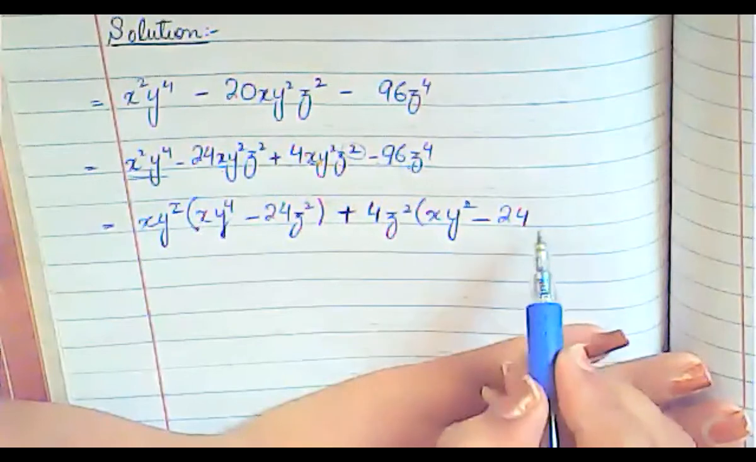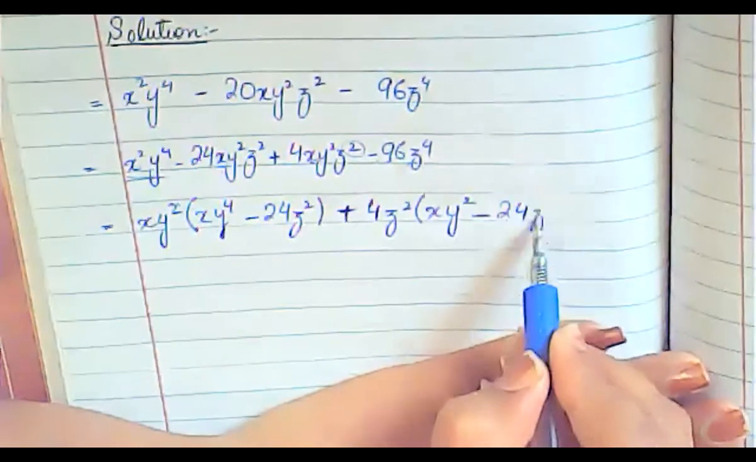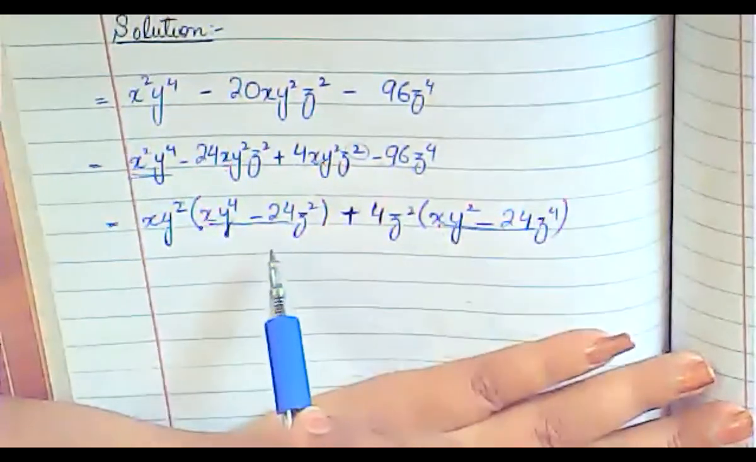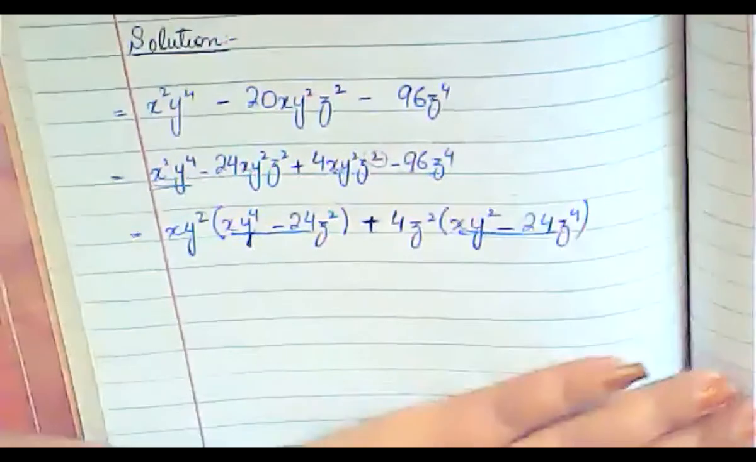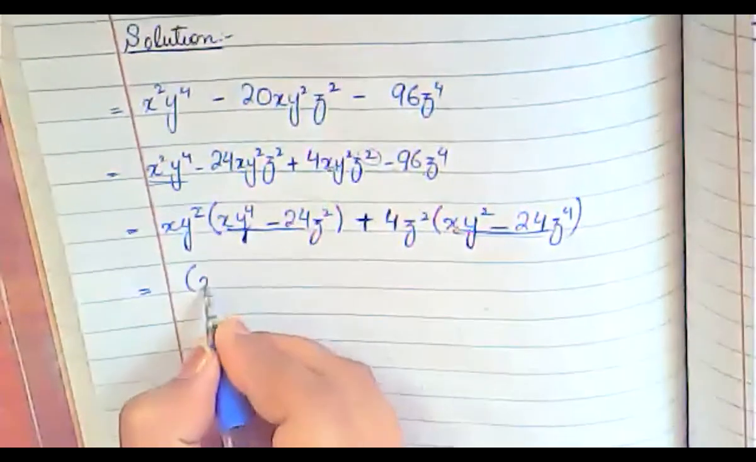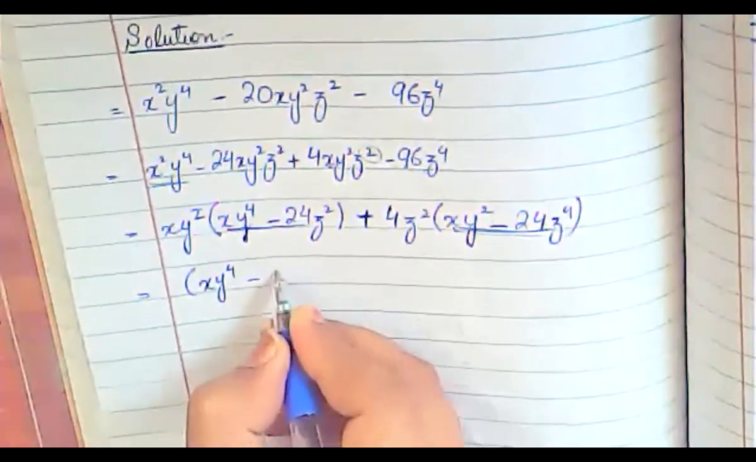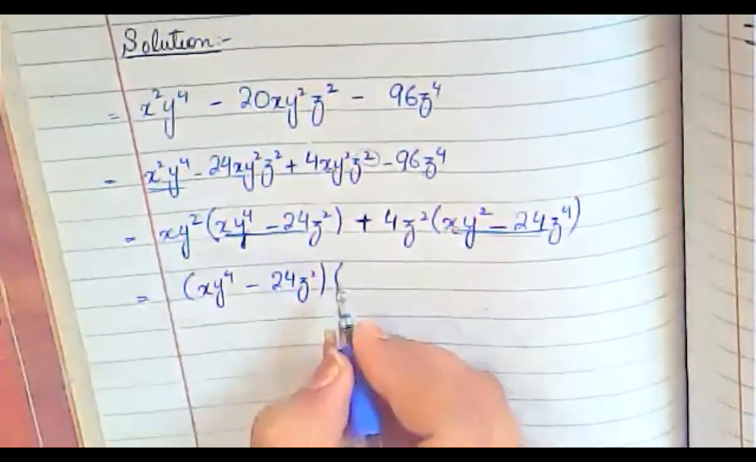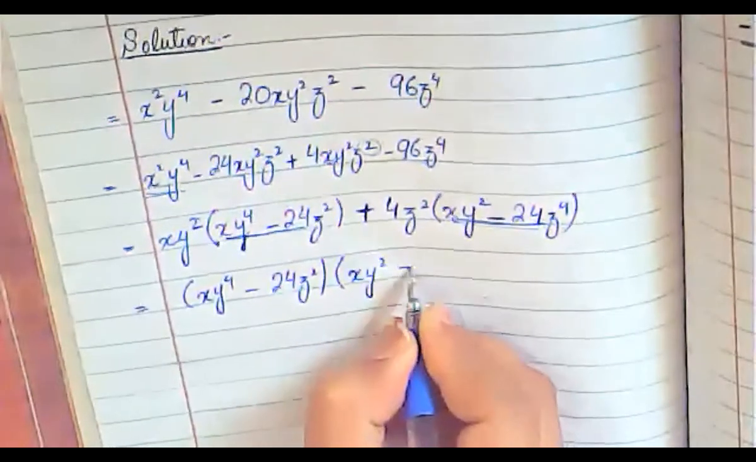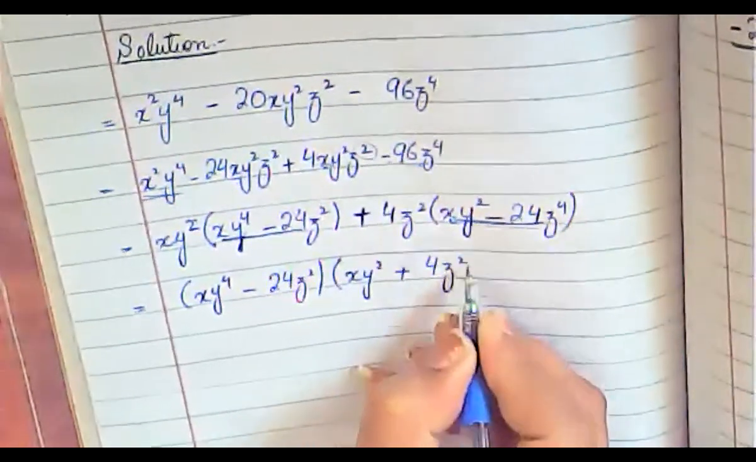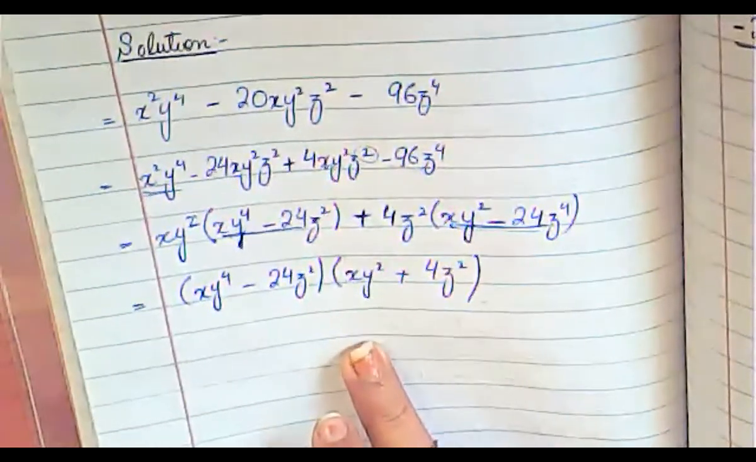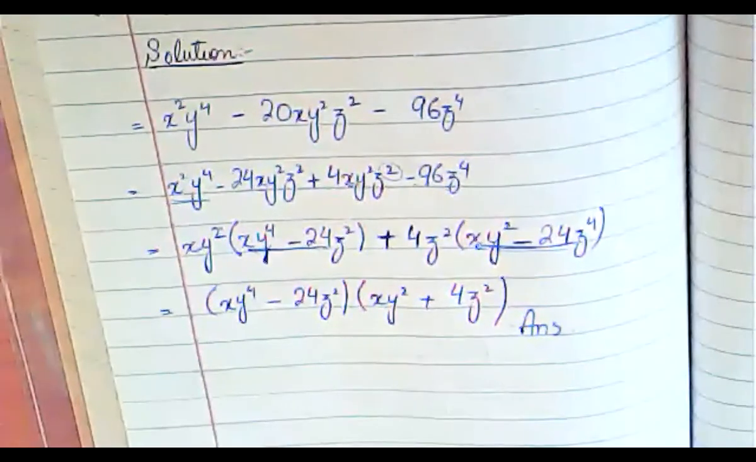So what will you write here? Only z4. Now as you can see here, both are the same, this one and this one, so you will take them as a common. X y4 minus 24 z square, and then the next one, which is x y square plus 4z square. You cannot solve it further because you cannot simply take the square or cube of anyone, so it will be your answer. Understand?